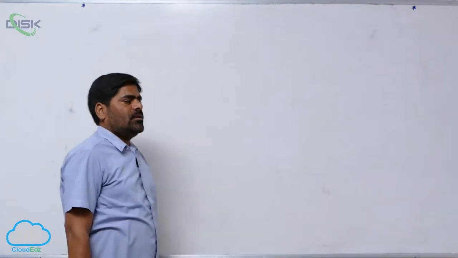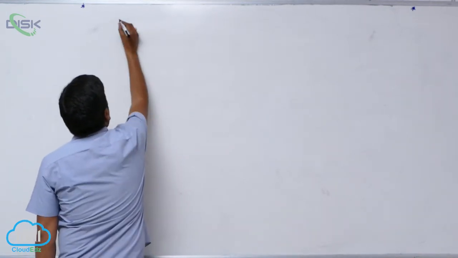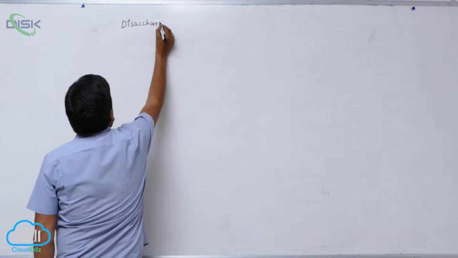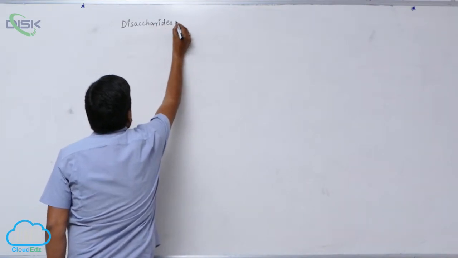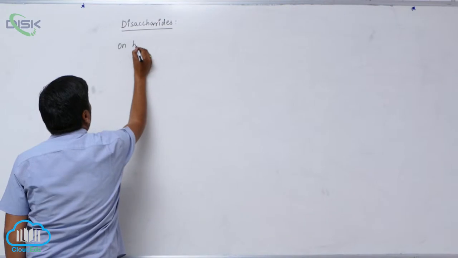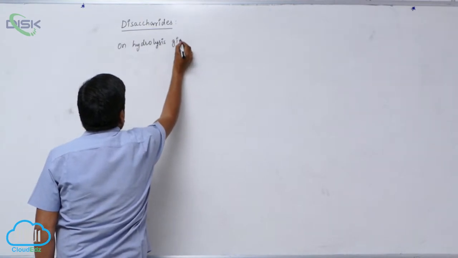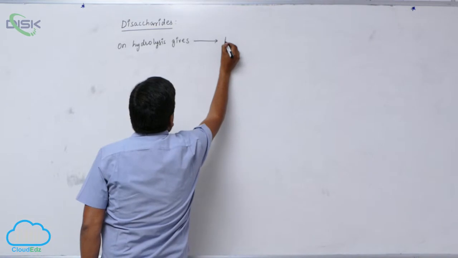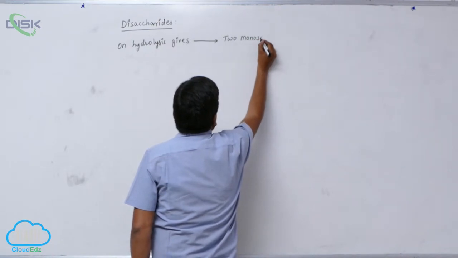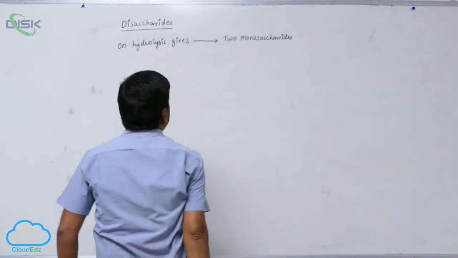So with these monosaccharides, one is glucose and another one is fructose. The next one is disaccharides. On hydrolysis, it gives two monosaccharide units.